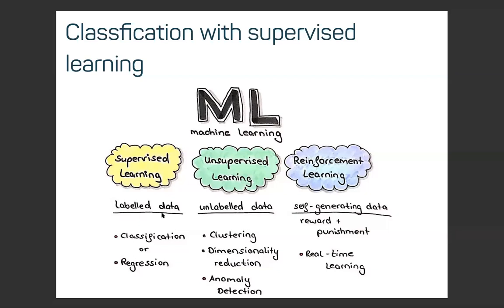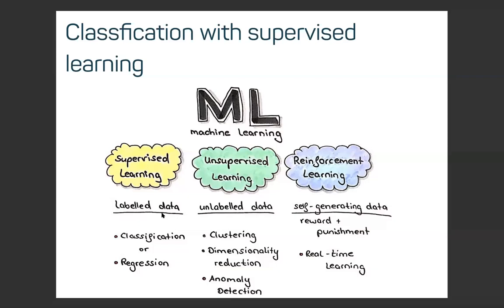A bit more advanced is usually unsupervised learning, where we have unlabeled data, so we don't know the truth, as you can call it. Things you usually do when you talk about unsupervised learning are clustering, dimensionality reduction like PCA or multidimensional scaling, or also anomaly detection.